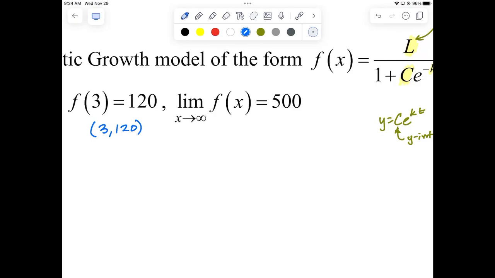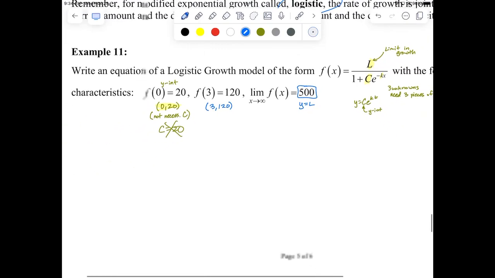As x gets bigger and bigger, the y values are approaching 500. What is 500? That's your limit to growth, isn't it? That's your carrying capacity, that's your L. So we know L right out of the box. We don't know the other.